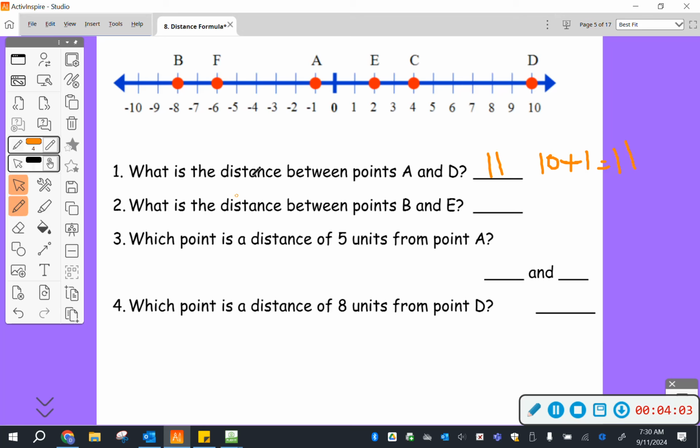All right, what's the difference between B and E? 10. 8, 9, 10. I got 10 as well. Did everybody get 10?